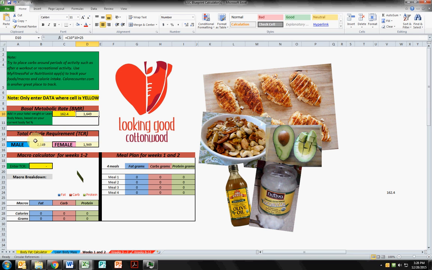metabolic rate. And then we're going to get total calories required for male or female. It doesn't really matter up front, so don't worry about gender, because I do that for you right here. I pre-calculated it, I did the formulas and everything for you, so don't worry about that. It already takes this number and calculates it accordingly for total calories required for male or female.